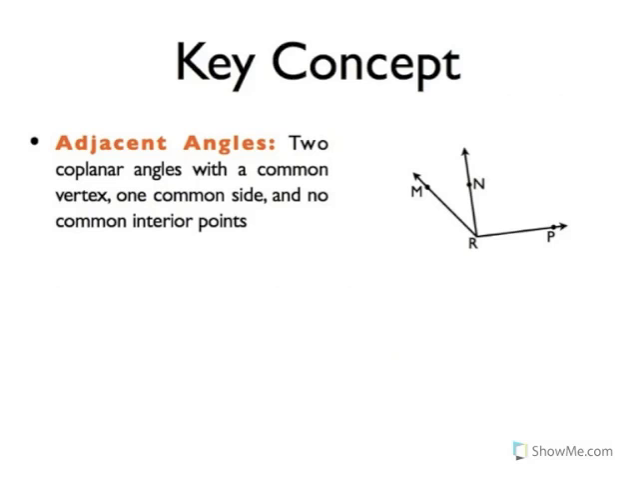The first angle pair we're going to discuss are adjacent angles. They are two coplanar angles, so they're in the same plane, with a common vertex, so they have the same vertex, and a common side, so one of the rays is the same, with no common interior points, so they do not overlap each other.